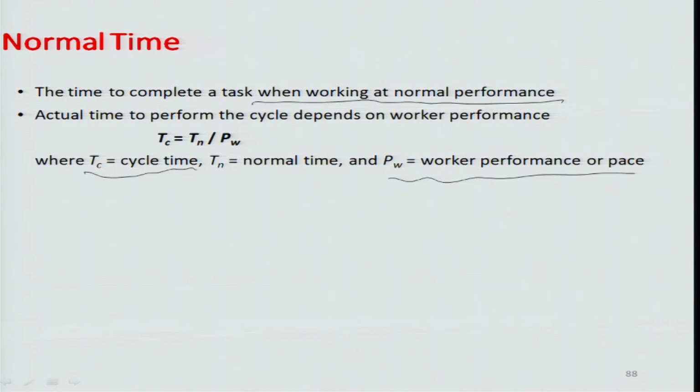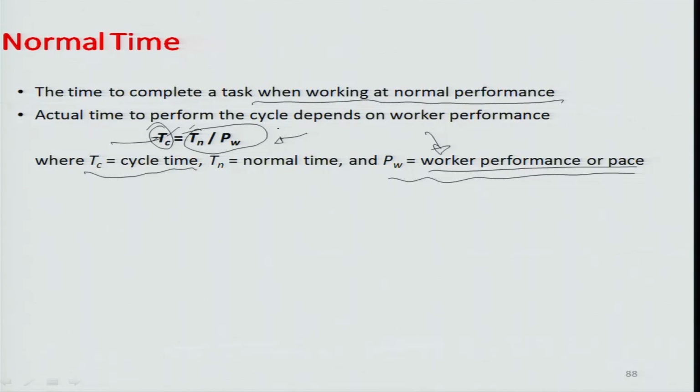So, if we look at this particular equation right here, it talks about how you relate the cycle time to the normal time. The normal time is related to the cycle time by Tn = Tc × Pw, where Pw is the performance or pace of the worker. So, supposing a worker is working at 100% pace, then in that event the cycle and normal times are equal. If the worker is less efficient, then the cycle time will have to be more, and if the worker is more efficient, cycle time has to be less. So, this equation holds valid for both cases.